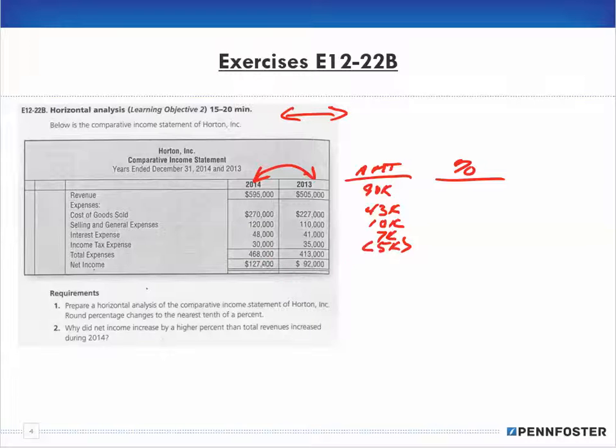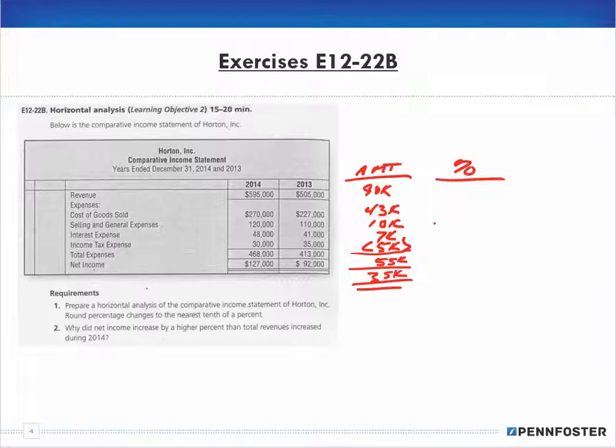So my total expenses, the 468 less the 413, is 55,000. And my net income is 127 less 92, or 35,000. Now notice that this is just manual labor work. It's not that complicated, and it's kind of boring, especially to me after having done this forever. But when you have to create it, this is what you need to do.